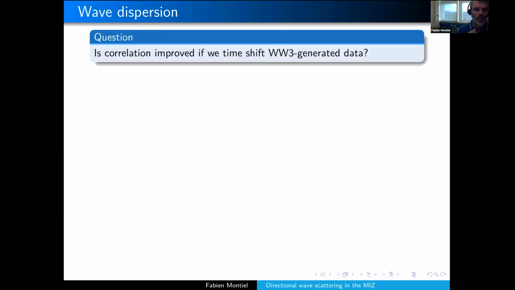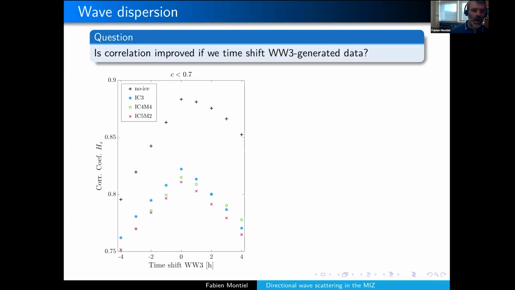And so what I wanted to have a look at is: is correlation somehow improved if we time shift WAVEWATCH III generated data? And if you do that for low ice concentration, which I argue is a proxy for close to the ice edge, then you can see that the peak on the correlation coefficients in significant wave height is at a time shift of 0. So it seems like there is no reason to think that the dispersion is wrong here.